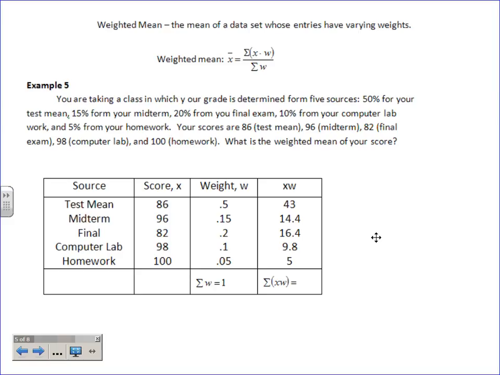So what do we got there? 14.4, 16.4, 9.8, 5. Again, hopefully you didn't use the calculator for that last one. If you did, it's okay. We got a total of 88.6.